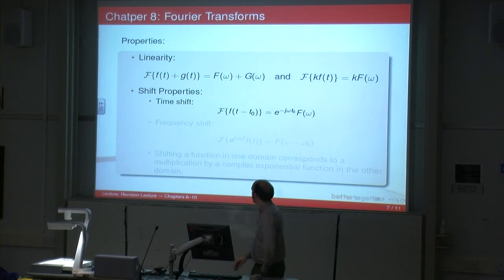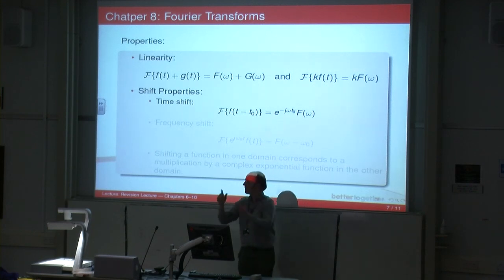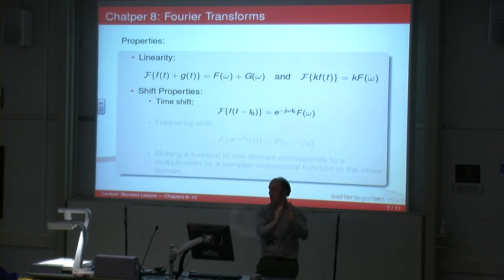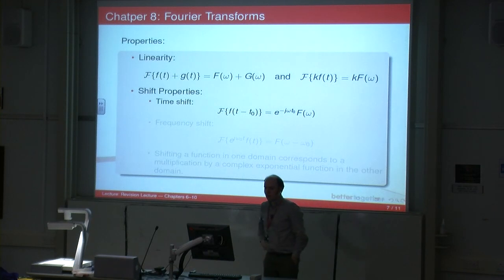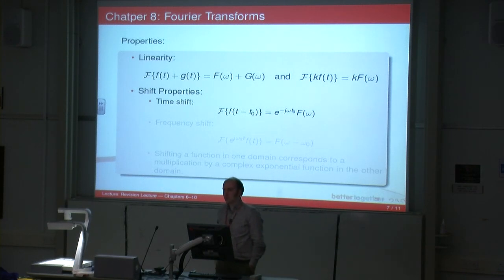Shift properties: if you shift something in one domain, it involves a multiplication by a complex exponential in the other domain. So here we've got a time shift property. You've got some function in time. If t naught is 0, then it's centered upon t equals 0. But if you shift it by a certain amount of time in the time domain, then you take the Fourier transform as if it hadn't been shifted, and you multiply it by e to the power of minus j omega t naught, where t naught is the time that you shifted it. Again, the notes have examples of this.